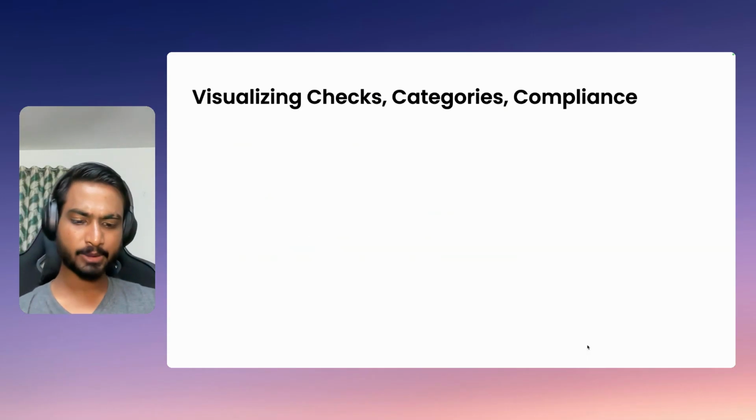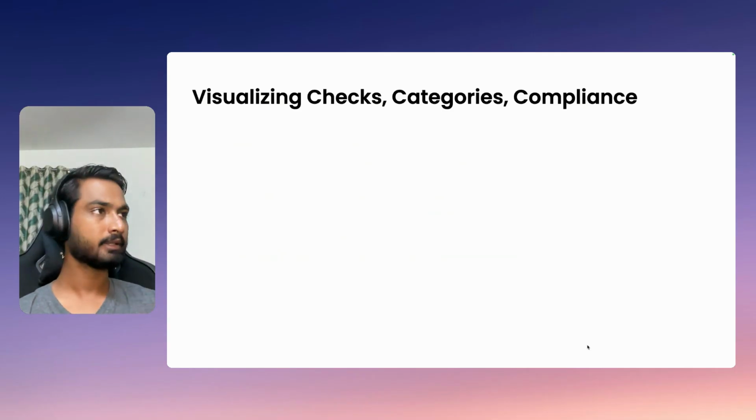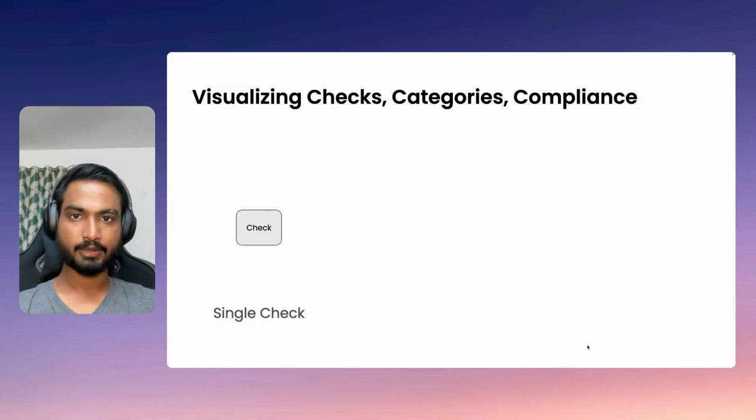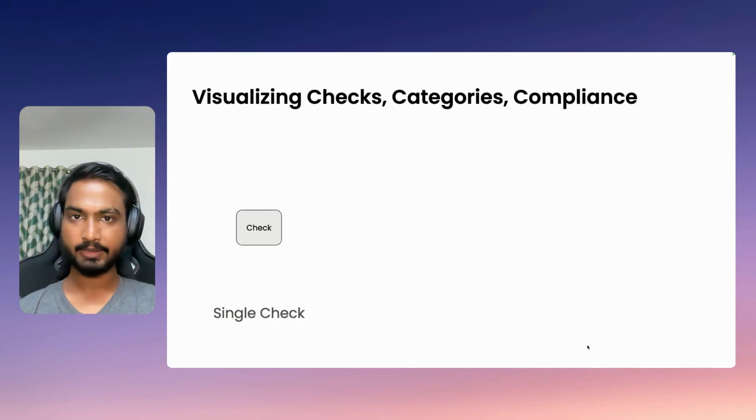So now I've been talking about quite a few Prowler jargon. One is checks, next one is categories, and the third one is compliance. Right, let's try to visualize it. So a check is a single check, that's it. It's associated with an AWS service. It looks for a misconfiguration or a best practice in that particular service. That's it.